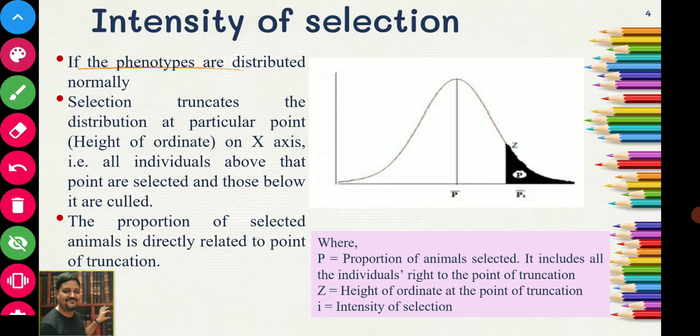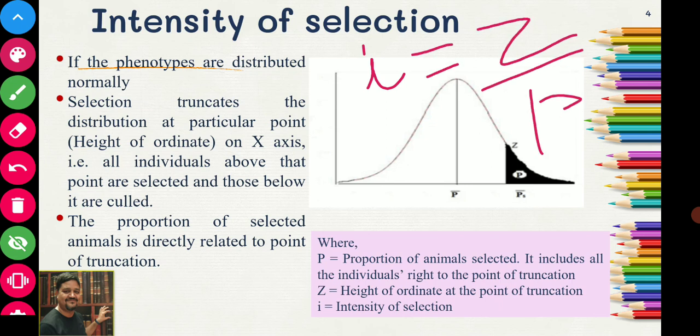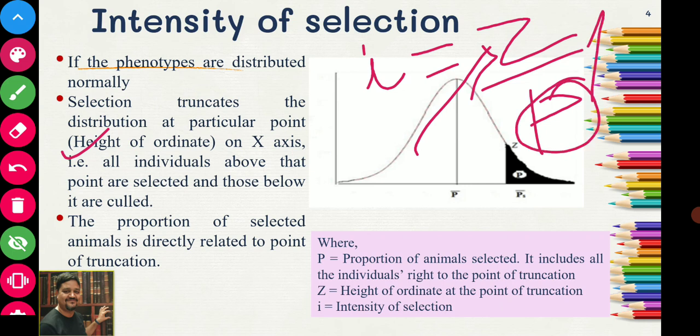Now intensity of selection is given by I = Z/P. Z is the point of truncation or point of abscissa, the height of ordinate, and P is the proportion selected. So if the proportion of individuals increases, intensity of selection decreases.